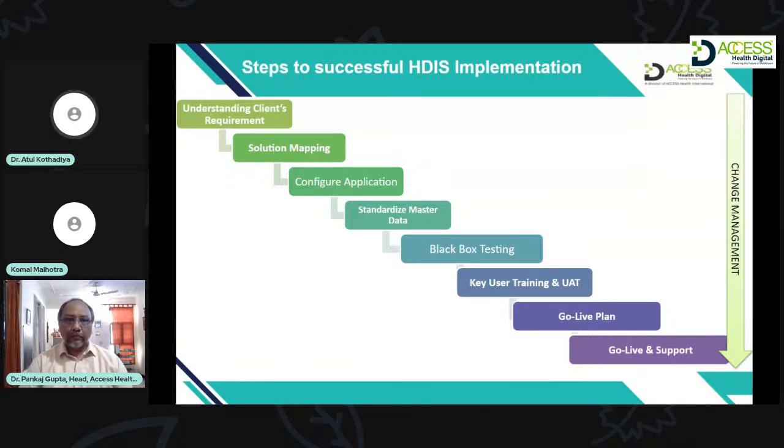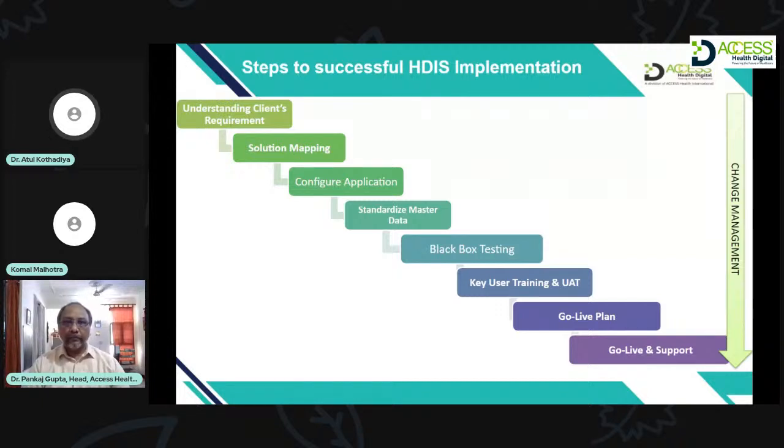In this case, based on the processes and workflows, the system is configured by the vendor implementation team, and the vendor would also analyze if there is a customization requirement. Then they will also estimate the efforts, resource planning, and cost internally. Now, coming to the next step, which is master data.